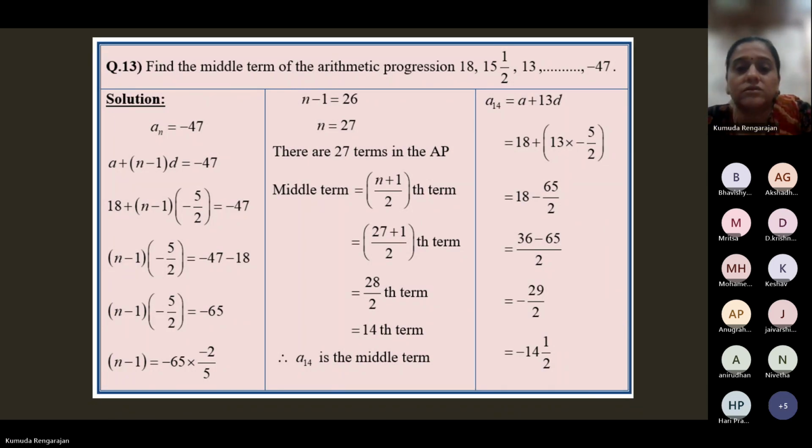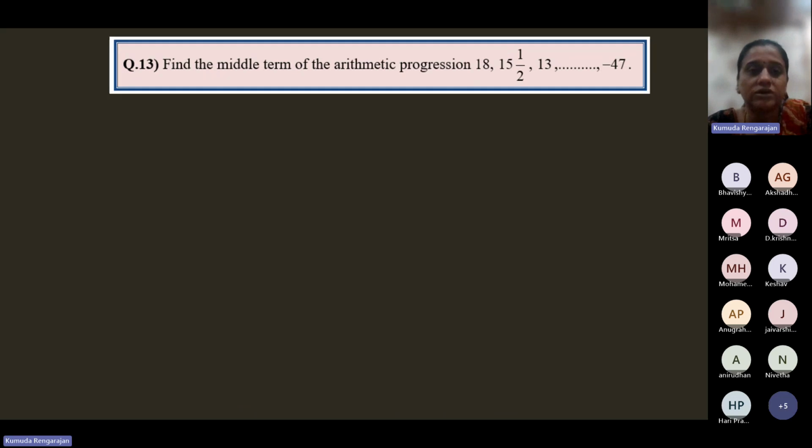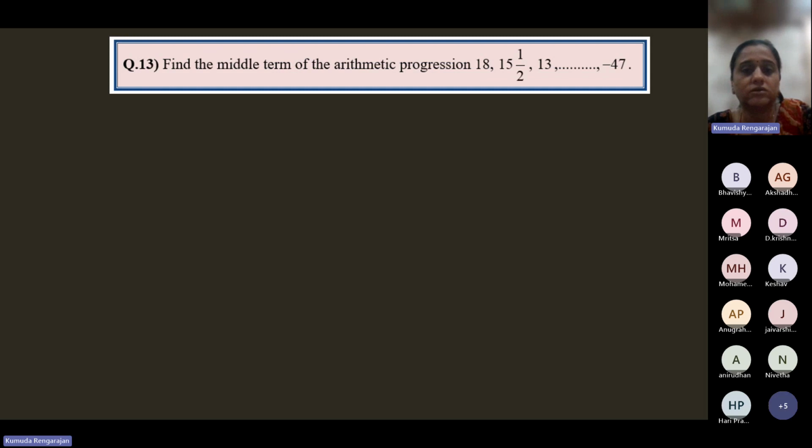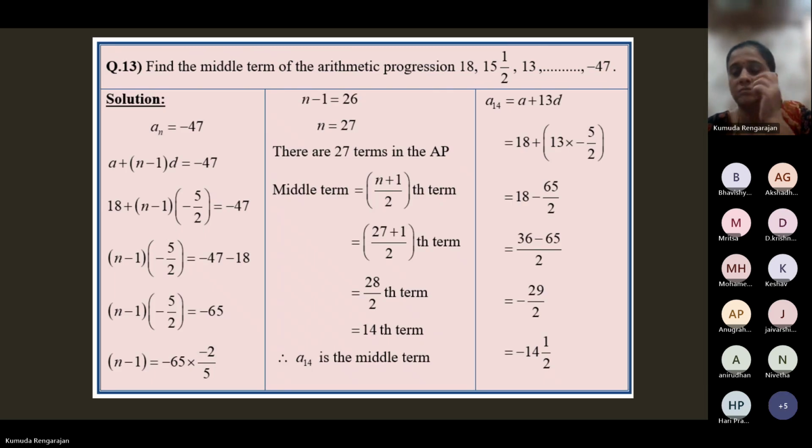Yeah, children. Completed working these answers for question number 12 and 13? Ma'am, 12 completed, but 13 not completed. Okay, you're still to work 13. Okay.